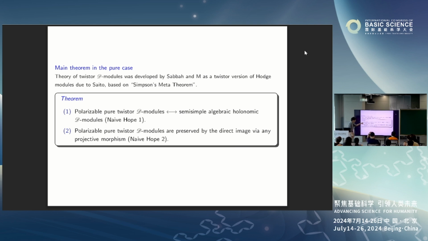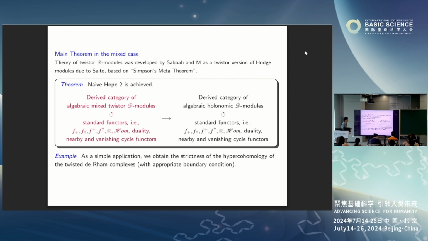So we obtain the equivalence of polarizable pure twistor D-modules and semi-simple algebraic holonomic D-modules. As I mentioned, pure twistor D-modules can be considered as a kind of differential geometric structure. So this achieves Naive Hope 1 in the context of algebraic holonomic D-modules. And Naive Hope 2 is also partially achieved. I mean, polarizable pure twistor D-modules are preserved by the direct image via any projective morphism. But purity is not usually preserved by other standard functors. So to achieve Naive Hope 2, we have to extend the theory.